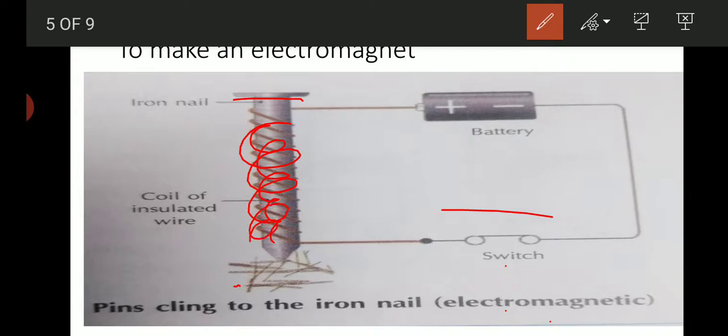If we want to make a strong electromagnet, then we have to increase the number of turns in the coil and increase the current passing through the coil. For example, if we are using 2 cells, instead of 2 cells, if we use 4 cells, more current will start flowing in the circuit. The strength of the current will be greater and the electromagnet will be stronger.